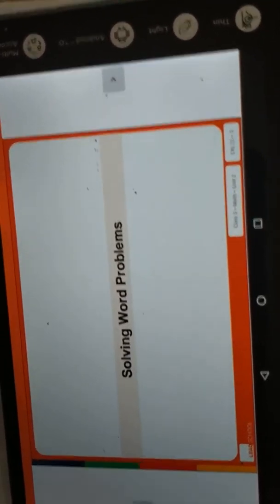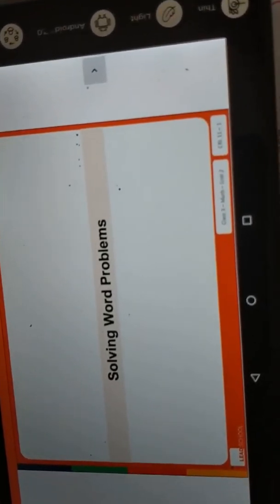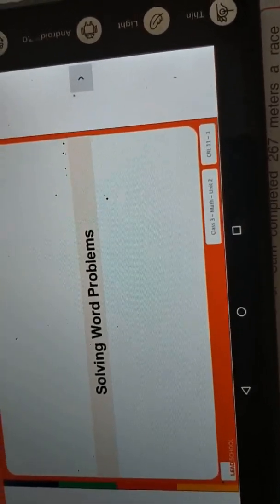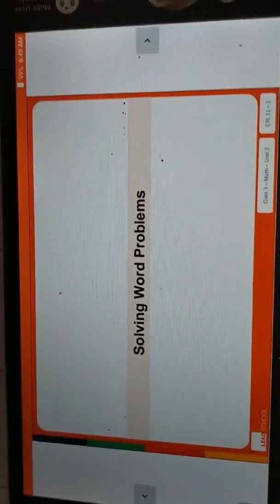So students, today we'll start in the third standard, worksheet number 24 and 25. But before starting that worksheet, I'll show you something, solving the word problems. How to solve the word problems over here.